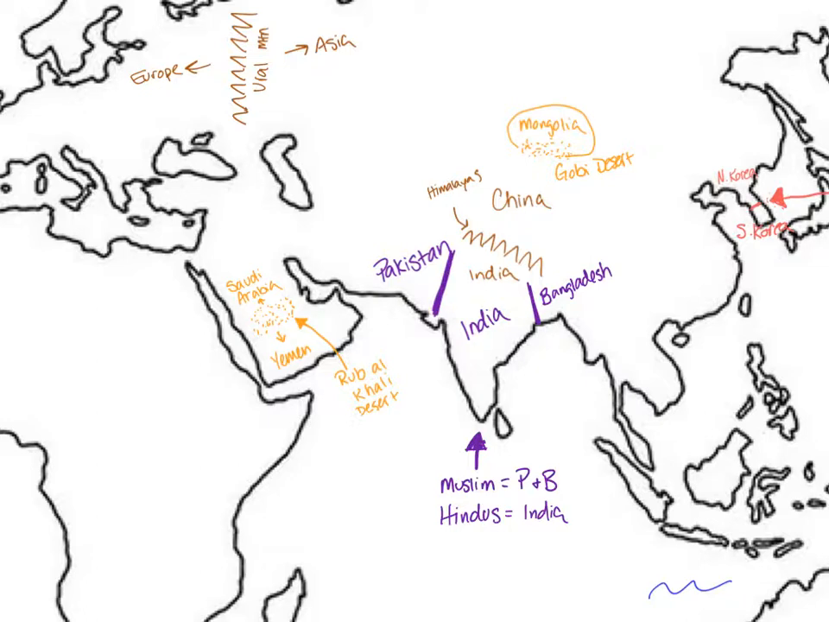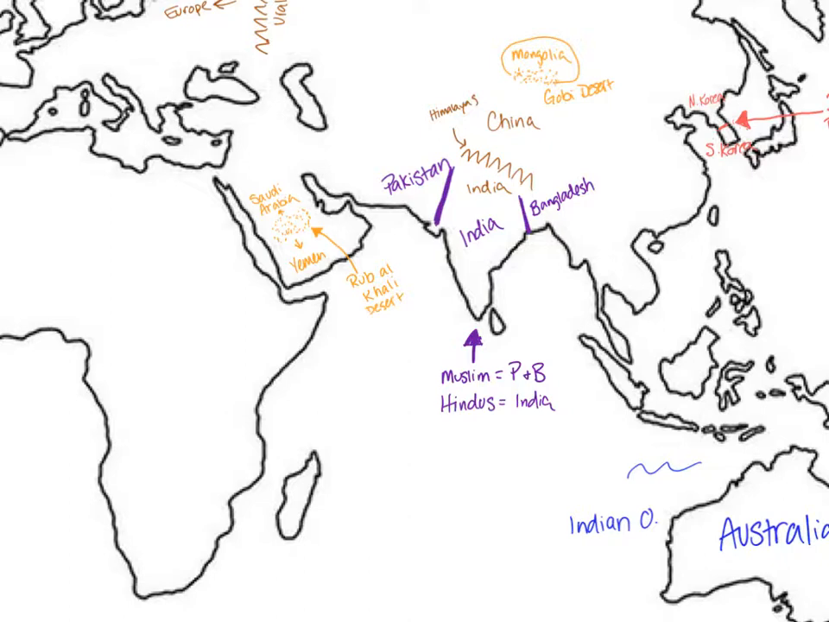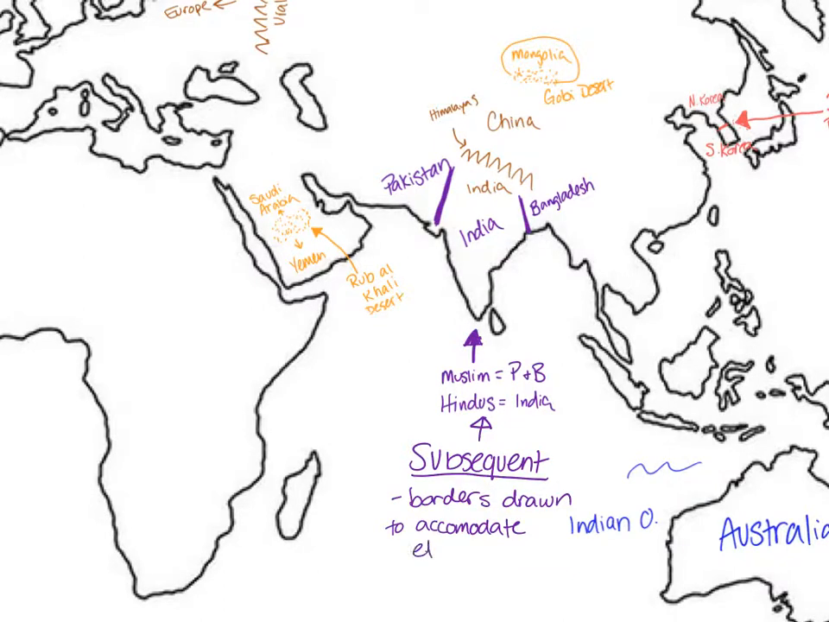Okay, so a term for this cultural border, I guess, is subsequent. You need to know what subsequent is. Okay, so subsequent are really just borders that are drawn to accommodate different ethnicities.